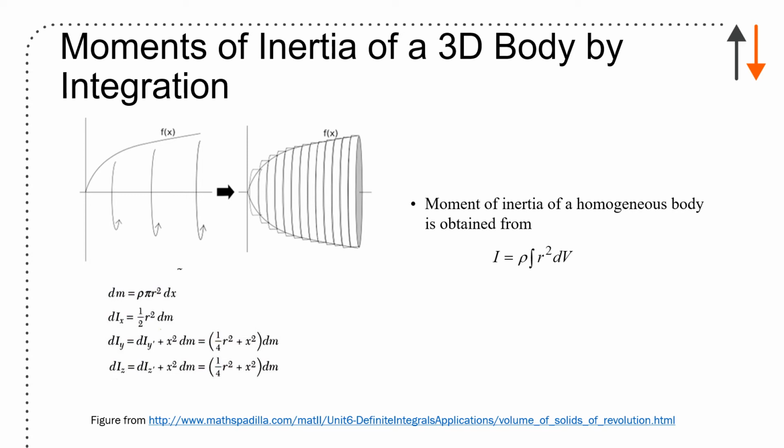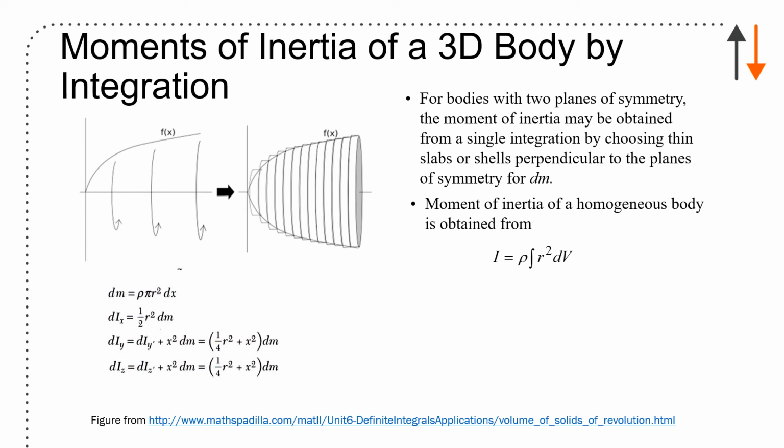Finally, we have moments of inertia of a 3D body by integration. So here, I've just taken, say, a parabola, rotated it around, and its elemental mass element can be defined as rho density pi r squared dx. Here, I'm just defining things in terms of disks. So you see here at the very bottom a disk of thickness T. If I integrate 1/2 r squared dm, substitute dm into here, I get dI_x, dI_y, dI_z. And these are the three values that I'll get along each of the axes that I'm interested in.